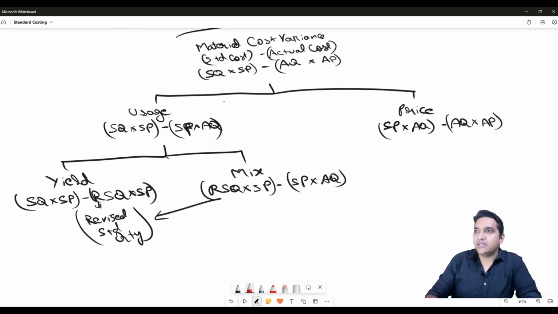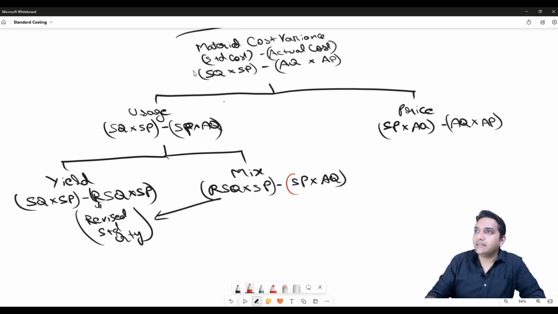Why do I insist on using this formula, which has got four terms, instead of the institute formula, which has only three terms? It is because it is easier to remember this formula. If you remember the formula for material cost variance, which is standard quantity multiplied by standard price minus actual quantity into actual price, it will be easier for you to derive the next level of formulas.